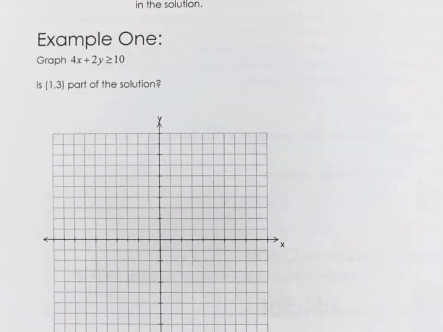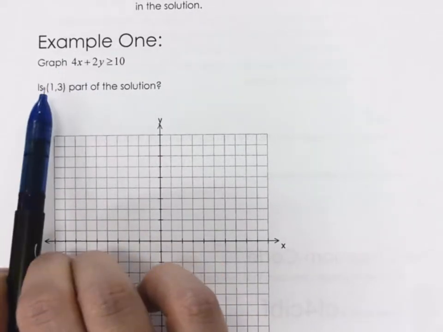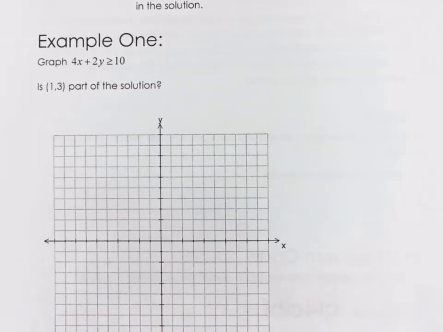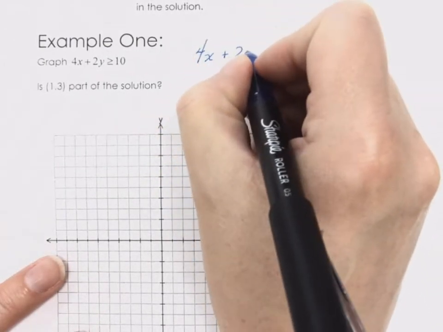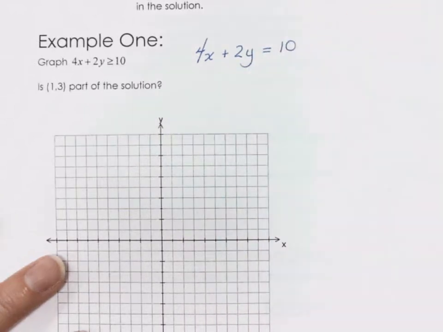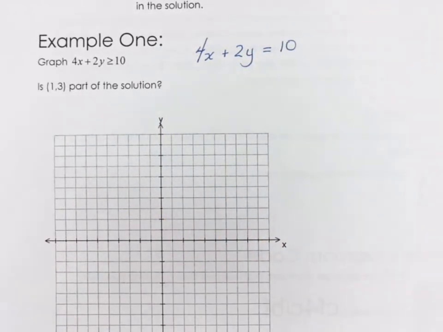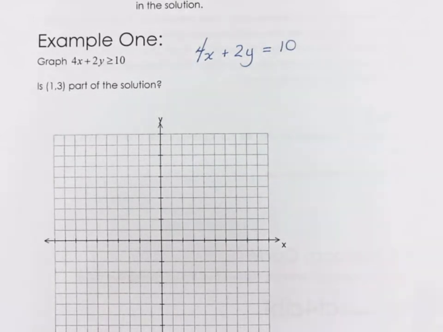All right, example number 1. We have to graph this inequality, and then it's asking, is (1, 3) part of the solution? Okay, so first thing we're going to do is we're going to graph our boundary. You guys all know how to do this. If this makes more sense to you, graph that. Okay? Now that's not your answer because it does have the equal to sign, but your boundary is going to be this. How would you approach this if you were in a linear situation?